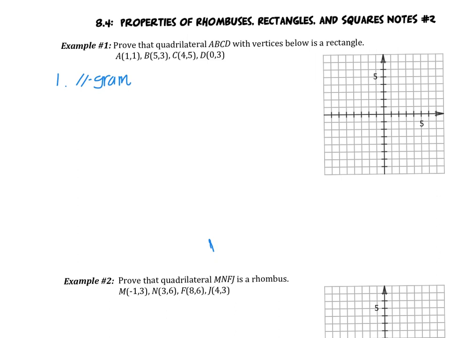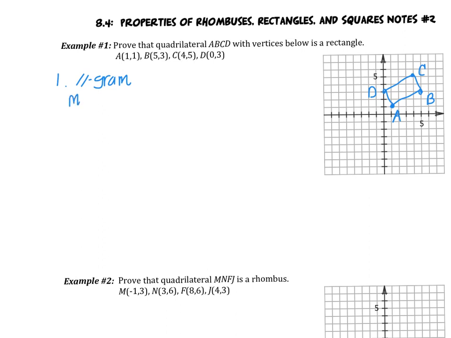Well, before I do that, why don't I just graph it? So A is 1, 1. B is 5, 3. C is 4, 5. And D is 0, 3. Okay, so here's my shape. Now, first thing is, is it a parallelogram? Are both pairs of opposite sides parallel?